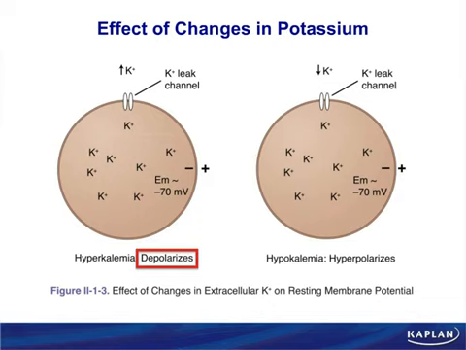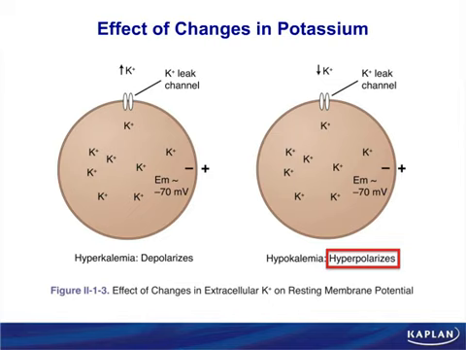Hypokalemia, the opposite. Here's your ungated potassium channel in your resting cardiac cell. Now the extracellular concentration of potassium is low. Now you will increase the electrochemical gradient, and so you will increase the efflux of potassium. As you increase the efflux of potassium, you will have fewer positive charges inside the cell. Now the cell will hyperpolarize. You will push the cell further away from threshold, so you will fire fewer action potentials. You may go into asystole.